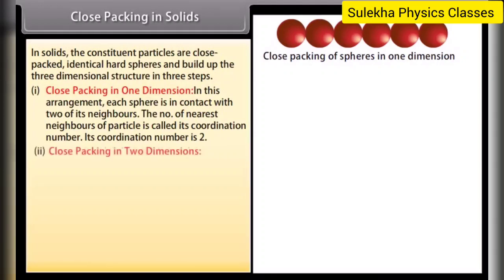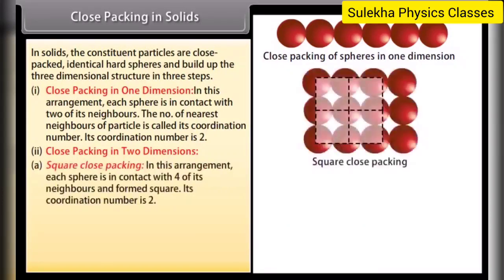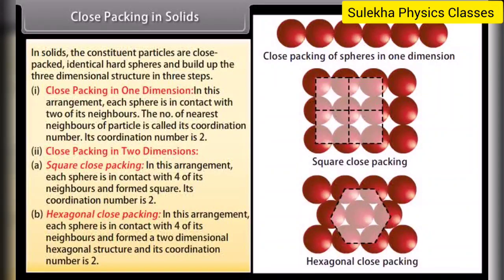2. Close packing in 2 dimensions. A. Square close packing. In this arrangement, each sphere is in contact with 4 of its neighbors and forms a square. Its coordination number is 2. B. Hexagonal close packing. In this arrangement, each sphere is in contact with 4 of its neighbors and forms a 2-dimensional hexagonal structure, and its coordination number is 2.